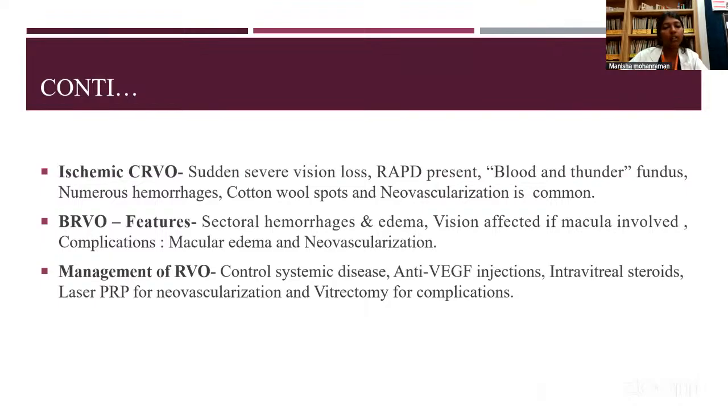Ischemic CRVO is sudden severe vision loss, RAPD is present, tomato splash is seen in fundus, and numerous hemorrhages, cotton wool spots, and neovascularization are common. The management for retinal vein occlusion is to first control the systemic disease, anti-VEGF injections, and laser pan-retinal photocoagulation for neovascularization. And for severe cases, vitrectomy is advised.